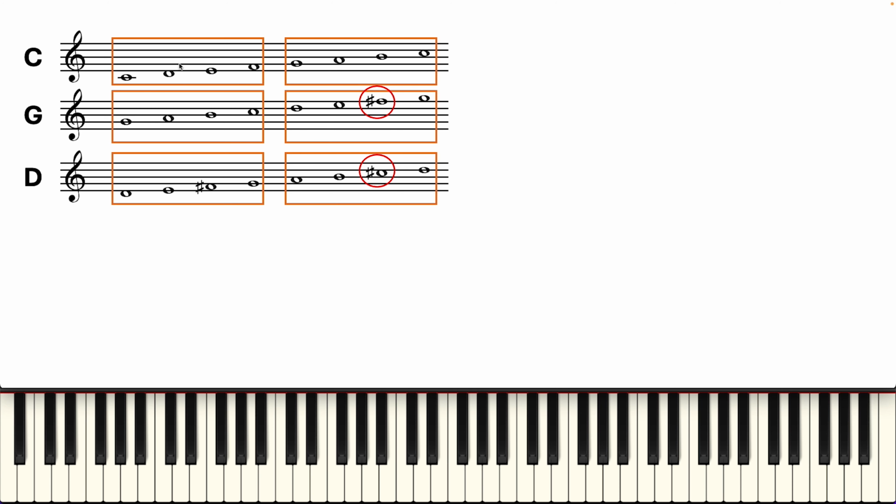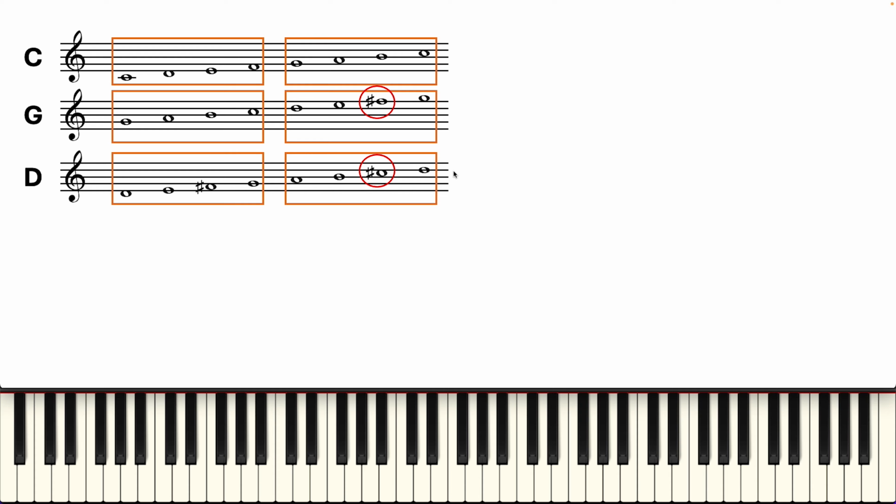What you notice is that in the C there are no sharps, in the G there's 1 sharp, and in the D there are 2 sharps. Another thing you notice is that we are always using each letter one time. Even if it has a sharp, we use each letter one time. So D, E, F sharp in this case, G, A, B, C sharp, D. Each letter once. Let's continue.